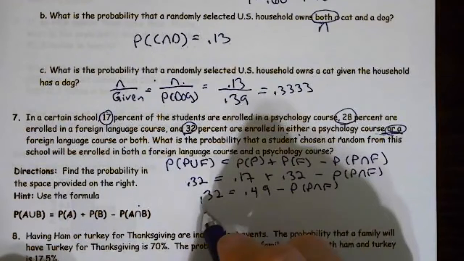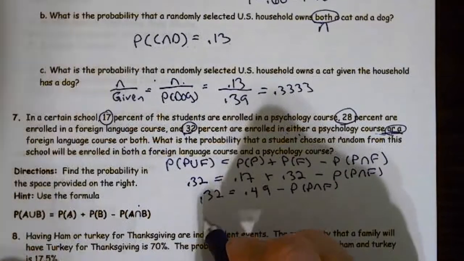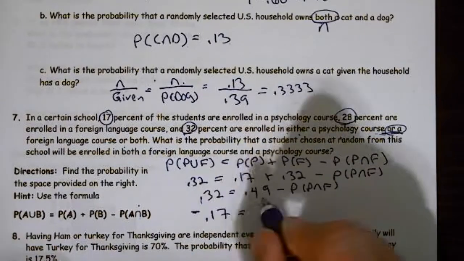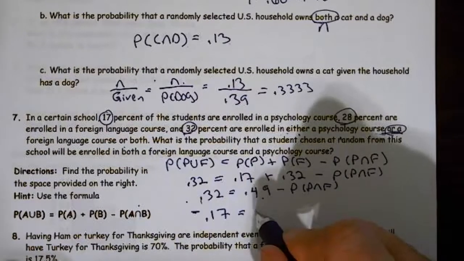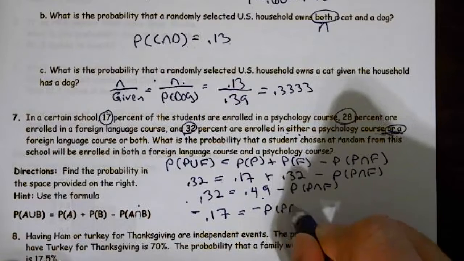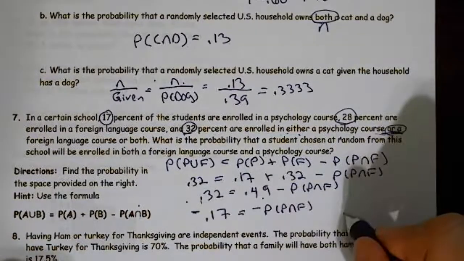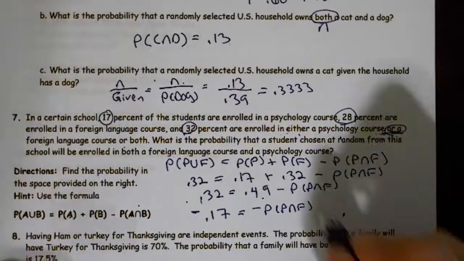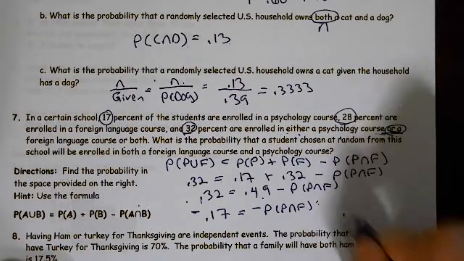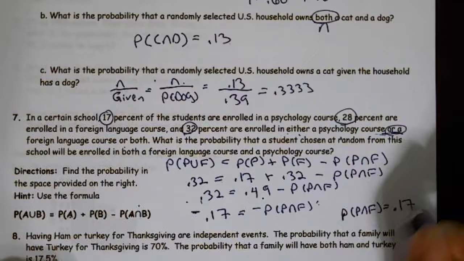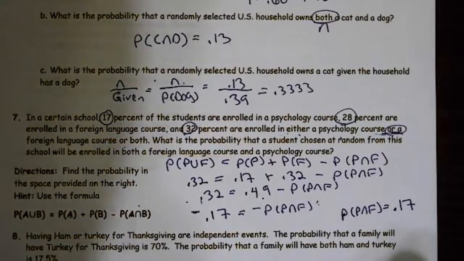I subtract 0.49 from both sides, and I end up getting negative 0.17. So negative 0.17 equals negative the probability of psych and foreign language. Multiply both sides by negative 1, and I end up getting the probability of psych and foreign language equals 0.17. Somehow or another, there's a math issue of some sort.